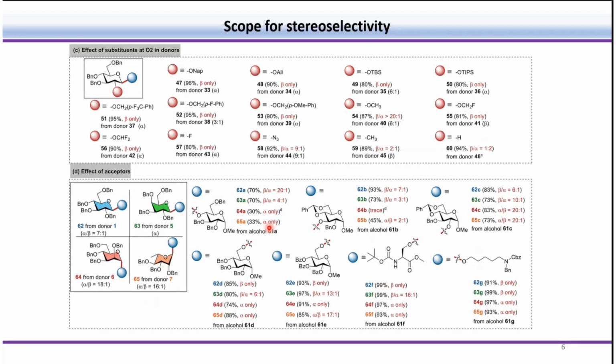In the second case, they changed the protecting group at the second position. They used different protecting groups and got 1,2-trans product with good yield. Then they studied the effect of the acceptor. They changed the position of the OH. First they took C4, then C3 and C2. In that manner, they synthesized many substrates using the effect of the acceptor.